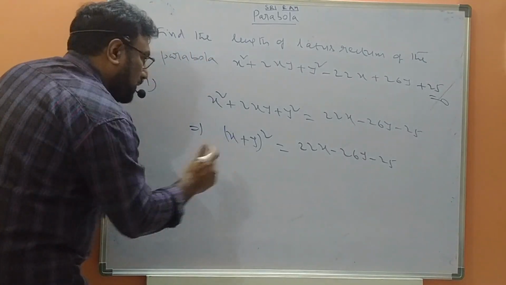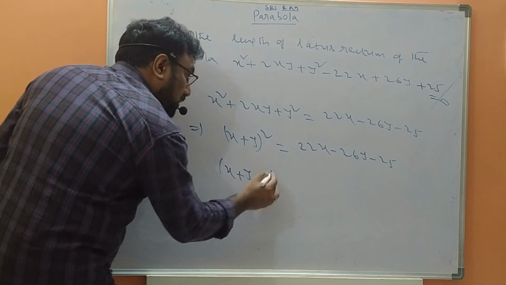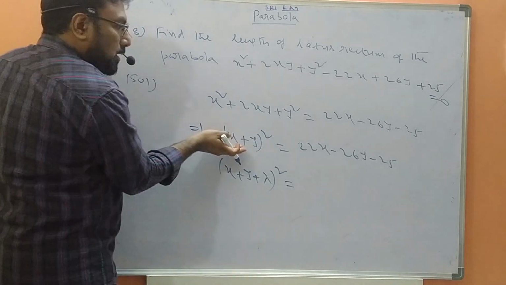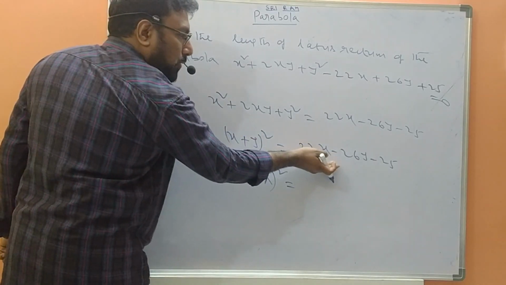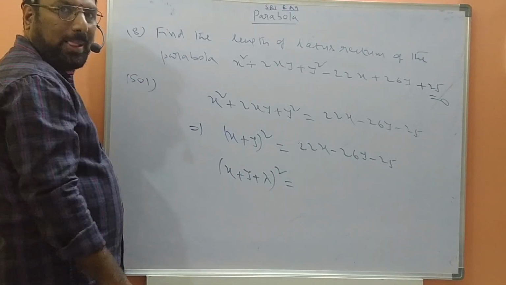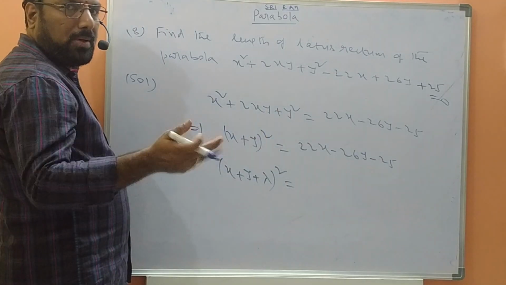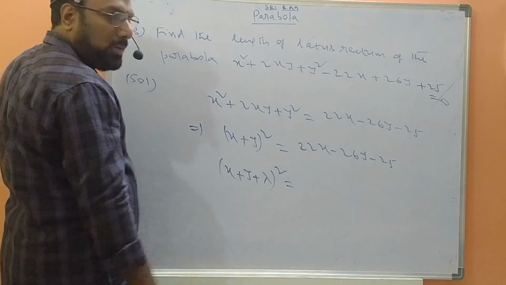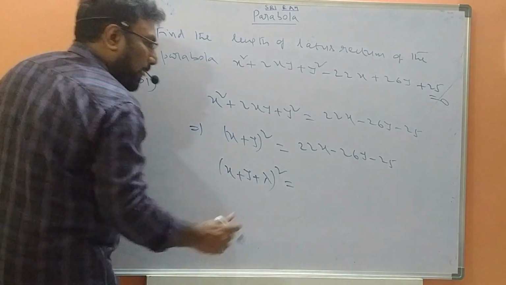So first of all, we add lambda here because these are not perpendicular here. X plus y equal to 0 and this line, 22x minus 26y minus 25 equal to 0, are not perpendicular. If they are perpendicular, okay, directly we can write into the form of y square equal to 4x, but we are going to convert into the form of y square equal to 4x. So that's why I am adding lambda here.